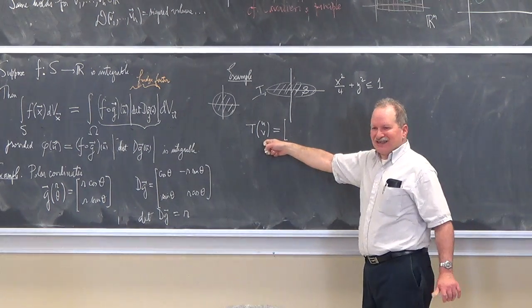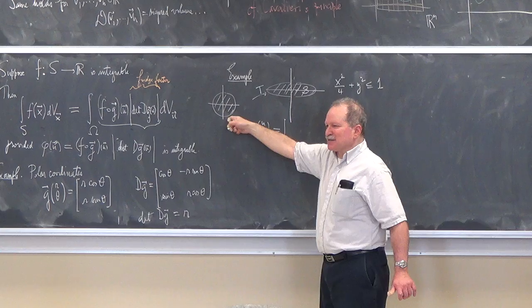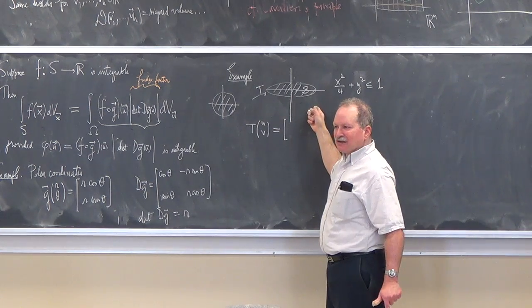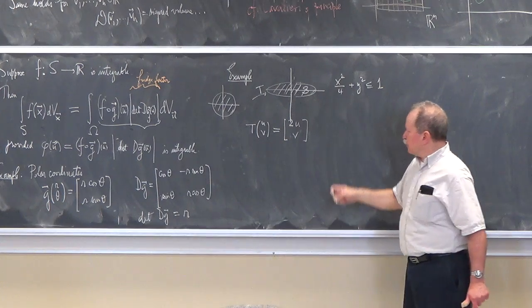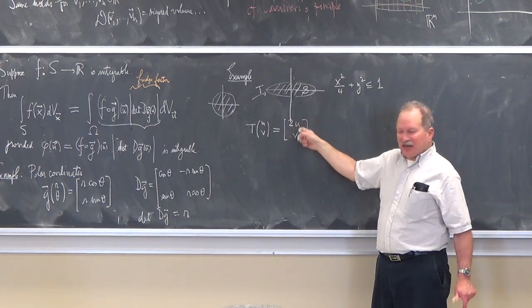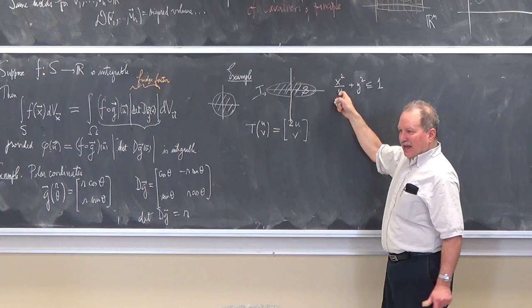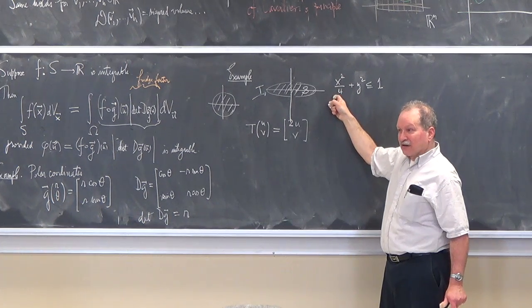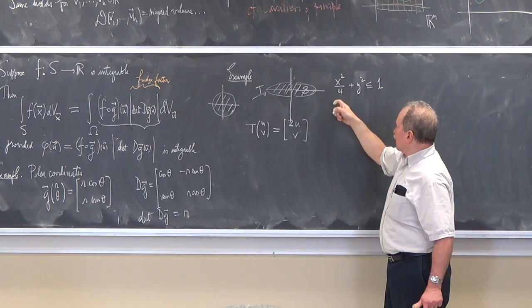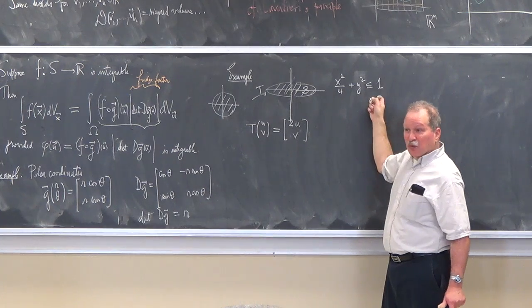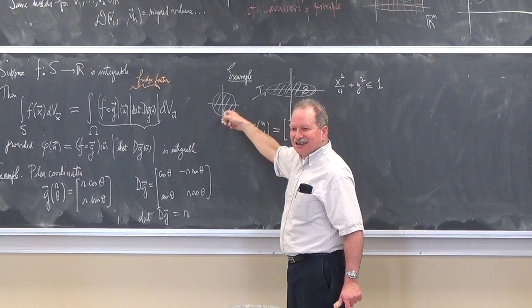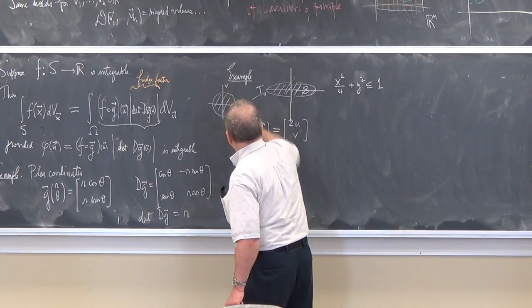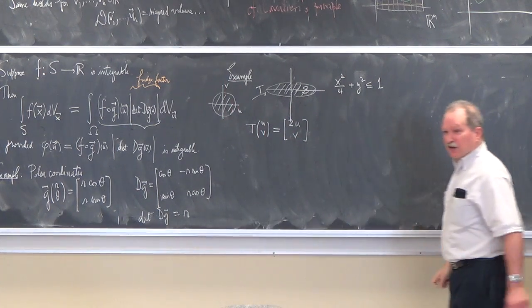Right, here's my uv space, here's my xy space. x equals 2u and y equals v. And notice that if you plug this in for x and this in for y, that cancels out the 4. And you have exactly that u squared plus v squared is less than or equal to 1. So that means the unit disk in uv space is mapping under this linear map to this filled-in ellipse.